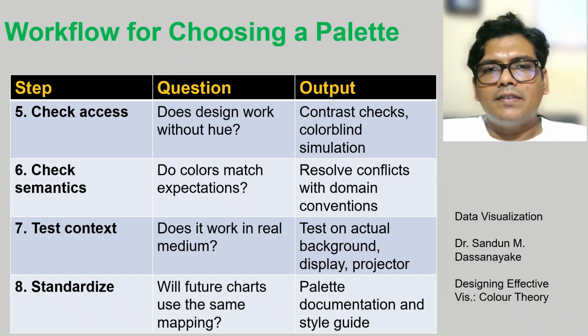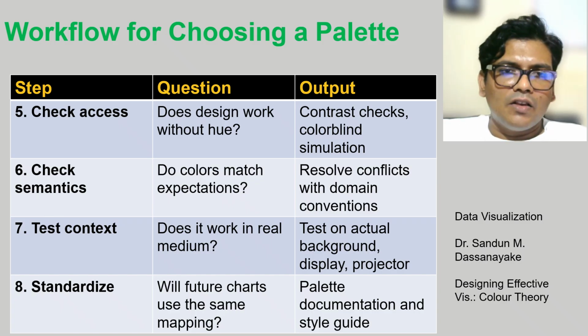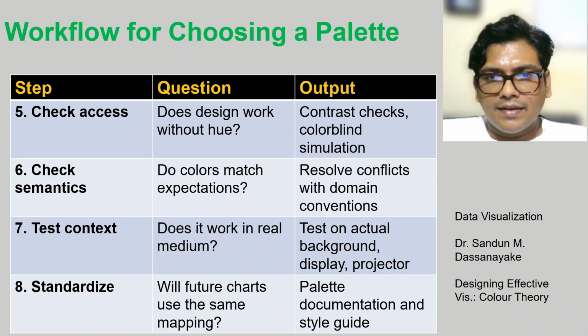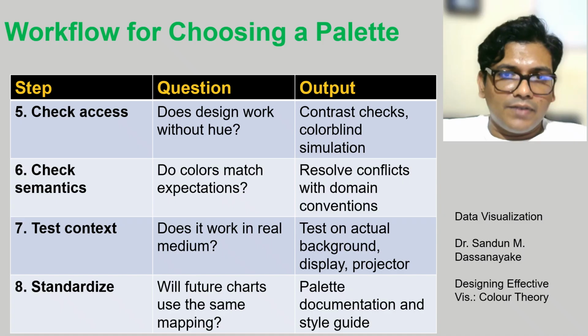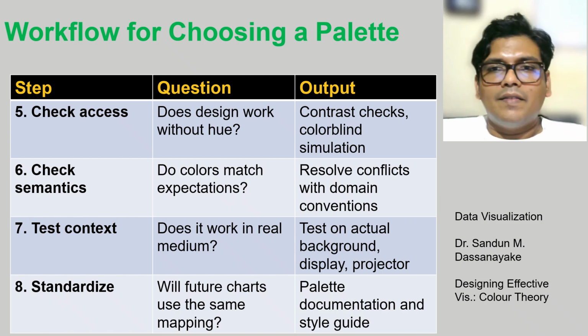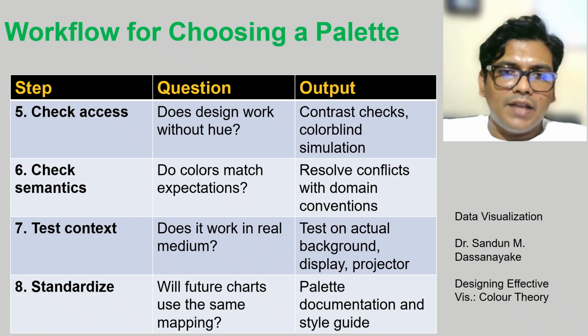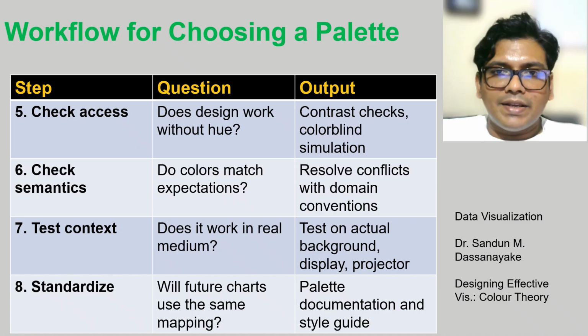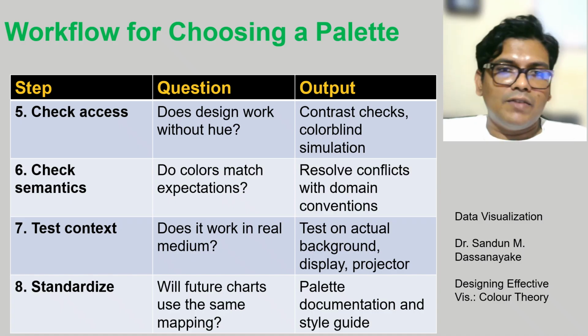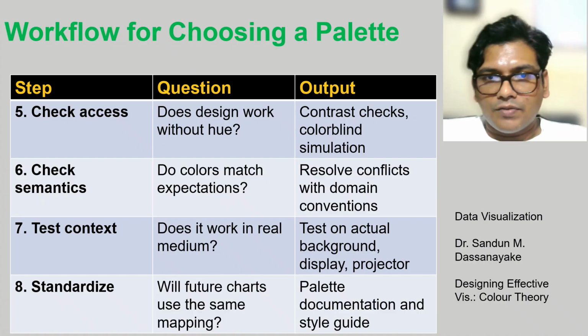Step number 6 is checking semantics. Do your color choices line up with what your specific audience already expects? Red means loss in finance. Red means high in meteorology. These aren't universal rules, they are domain conventions, and they vary. If your palette clashes with an established expectation in your field, resolve that conflict before you publish, not after.